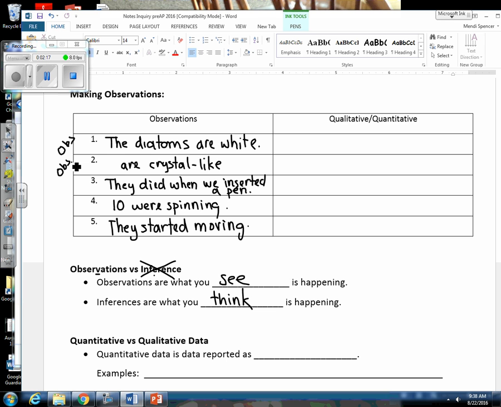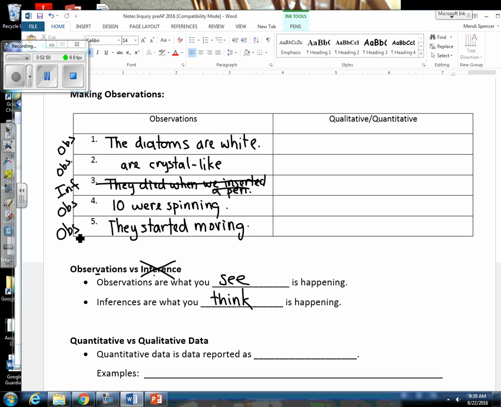They died when we inserted a pin. Well, you are assuming that they are actually alive. And so you don't know that for sure. You can't really see just with the naked eye that they are alive and that they died. So this would be an example of an inference. So I'm going to cross a line through that and indicate that was an inference. Four says 10 were spinning. That is something that you actually can see. That is an observation. You can see them spinning around in a circle. They started moving. That would be an example of an observation as well.